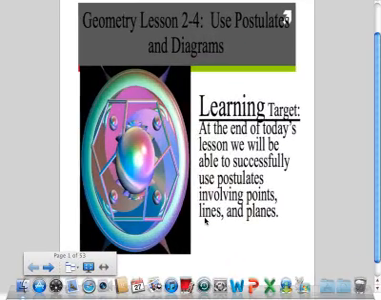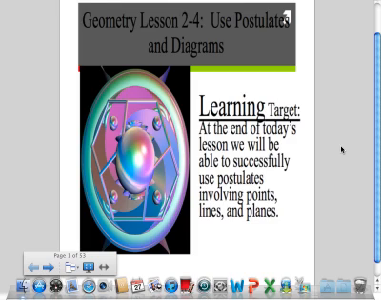In section 2.4 here, we're going to take a look at using postulates and diagrams. The idea is that at the end of the lesson, you'll be able to identify how and when to use certain postulates regarding points, lines, and planes. Now, as I explained in class, the whole front page of your notes are theorems and postulates that you should already be familiar with.